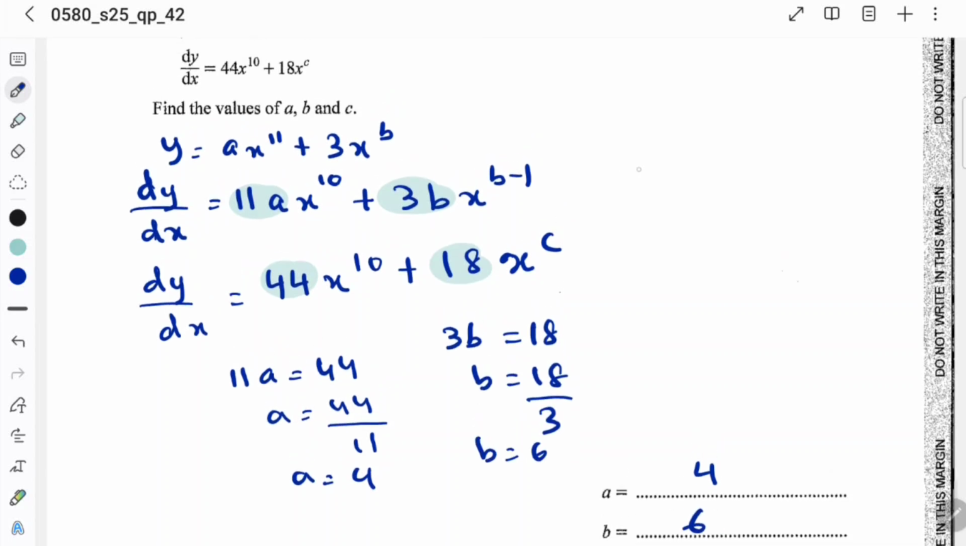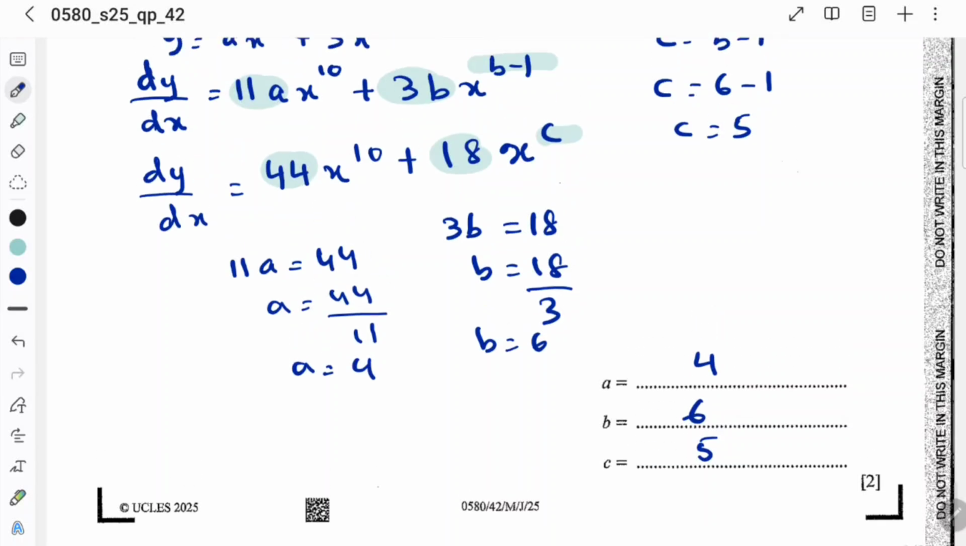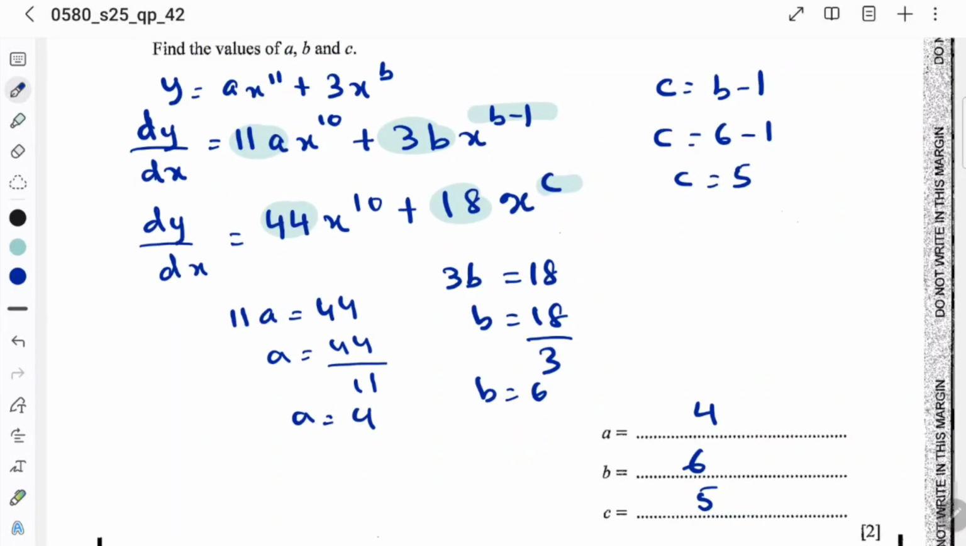Now c. X is the same. Power is b minus 1, which is c. C is equal to b minus 1 and b is equal to 6. 6 minus 1, c is 5. Now c is equal to 5. We just did the differentiation, did the derivative of y, and then we found the answer for this one.